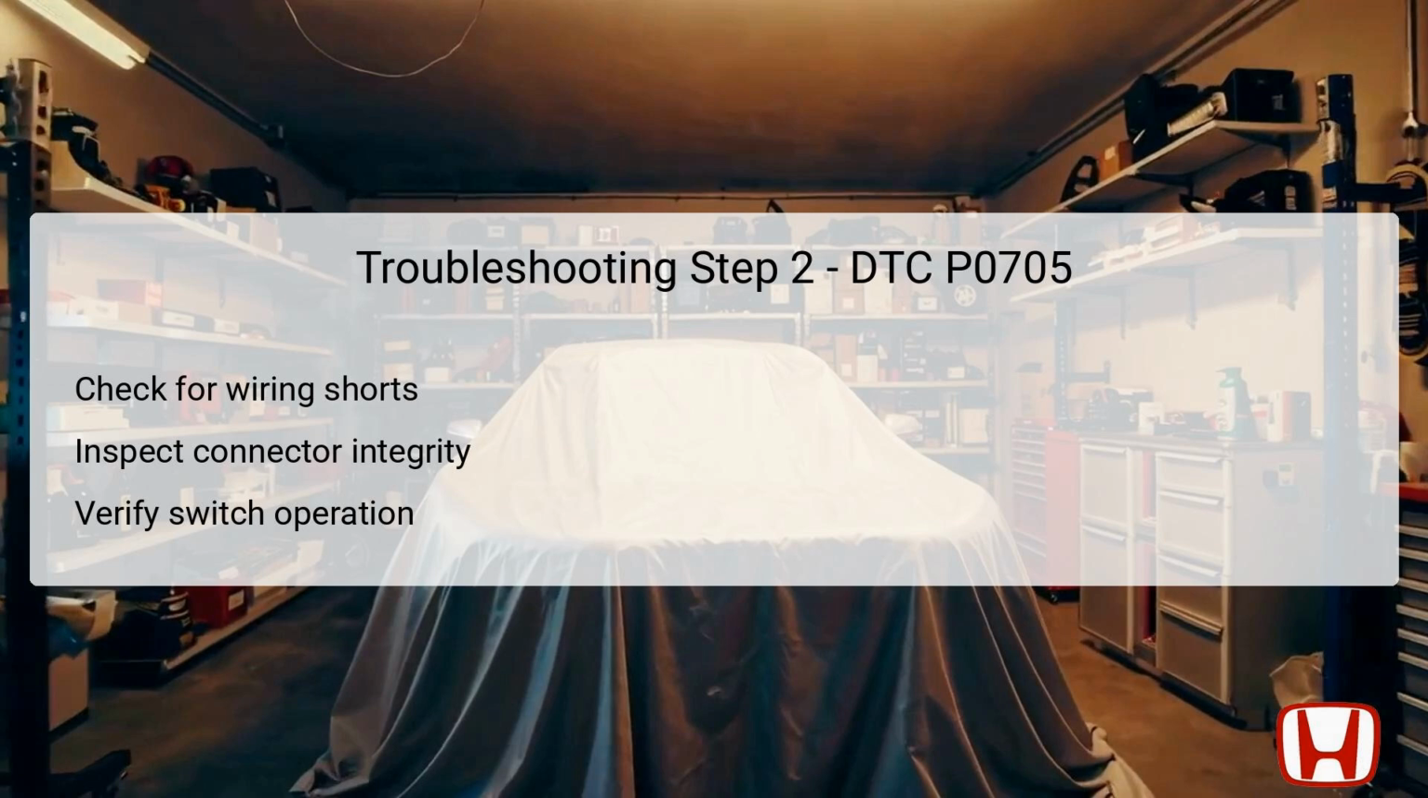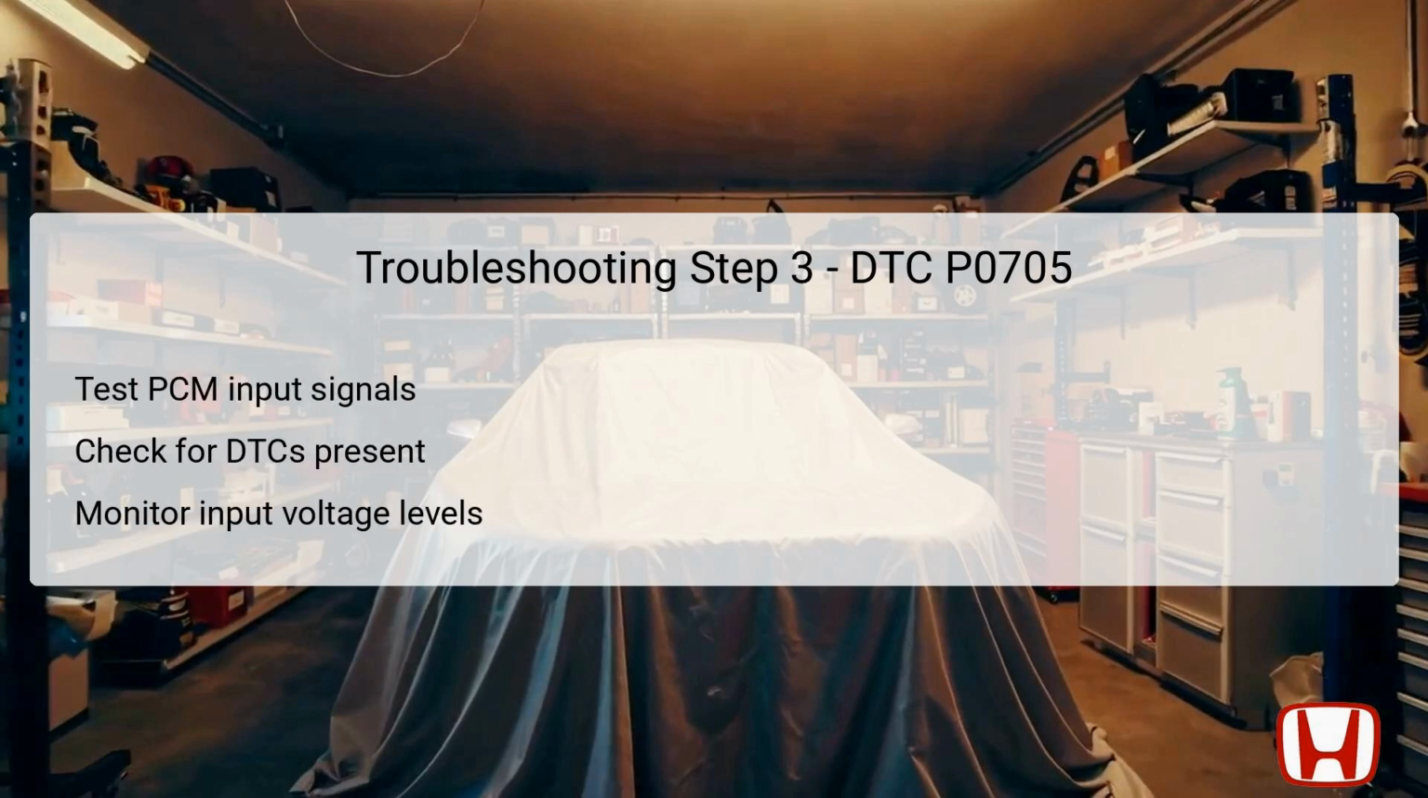If no wiring faults are detected, you must then verify the operational status of the transmission range switch itself. This may involve using diagnostic tools to measure resistance and voltage outputs corresponding to each shift lever position. Ensuring all components in the circuit are functioning properly is vital for effective troubleshooting.